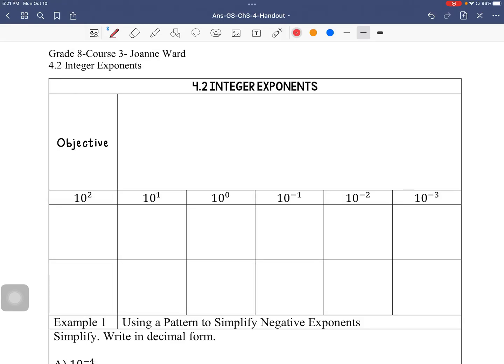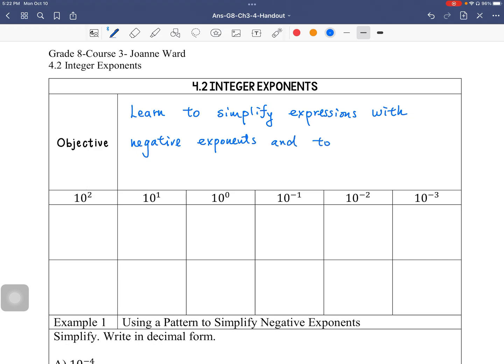So 4.2, I talk about integer exponents. Here the objective: we want to learn to simplify expressions with negative exponents and to evaluate the zero exponent.